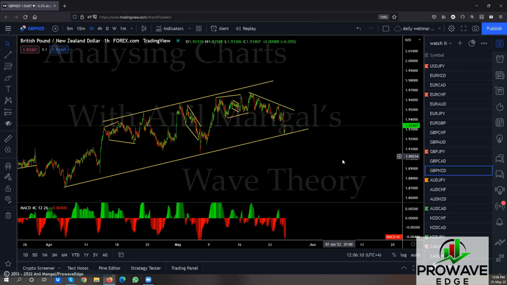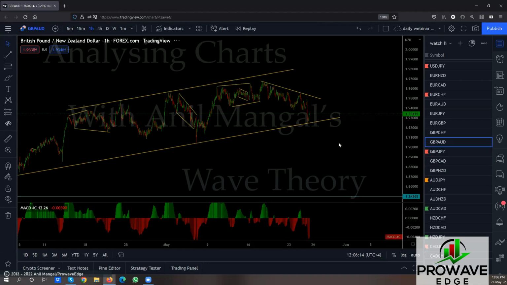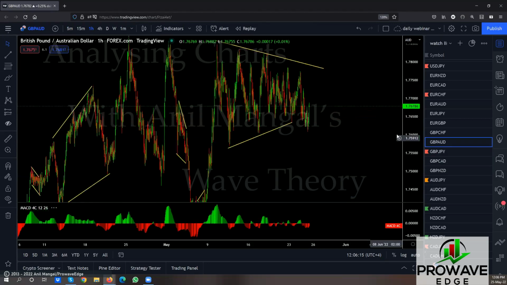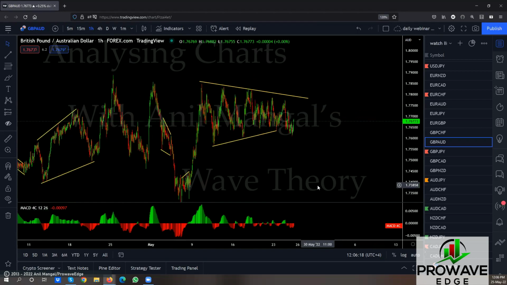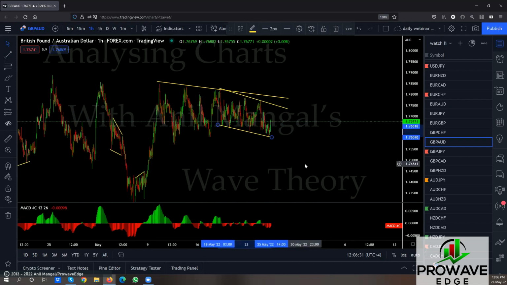This could be a wait for the flag, though. Don't jump in without the flag. Pound Aussie, let's see if we get a flag, if we buy. At this point, no, we'll ignore this one. We'll totally ignore this one because this one is still doing this. See that? We're still in this thing. So we haven't got these as yet. I don't think we got them, so we'll wait. So Pound New Zealand could be a buy if we get a flag.